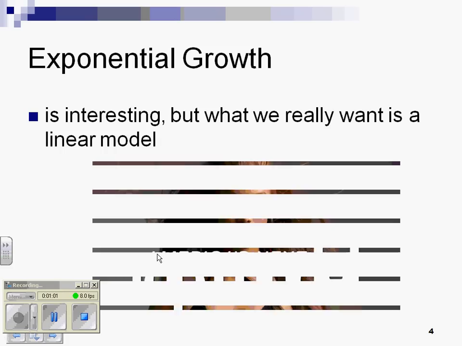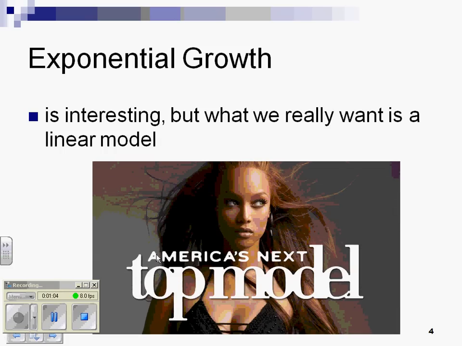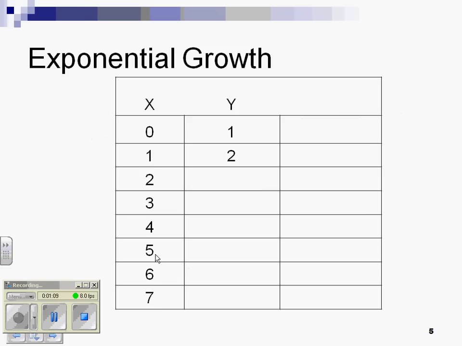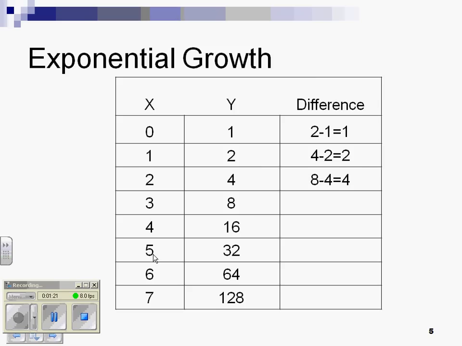Exponential growth is also interesting. See what's happening here: 2, 4, 8, 16, 32, 64, 128. Notice it's being multiplied by 2 each time. The difference is not staying the same each time, so that's an example of exponential as opposed to linear growth. The ratio, however, is the same. You're multiplying by 2 each time.